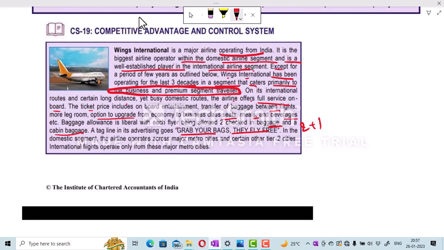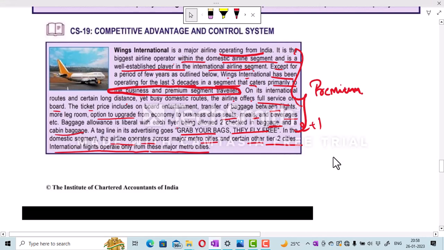In the domestic segment, the airline operates across major metro cities and certain other tier 2 cities. International flights operate only from these major metro cities. Okay, as of now, up to here, they are following the premium strategy, which means they are using a product differentiation strategy. But let's see.